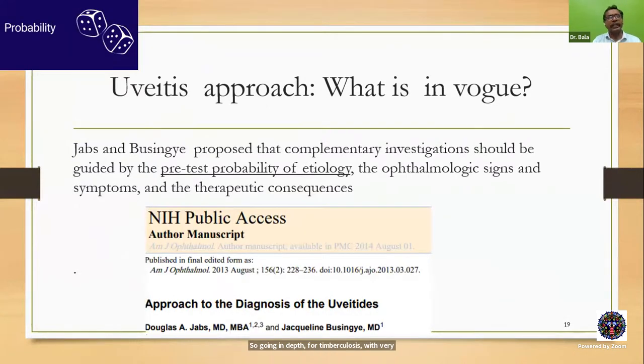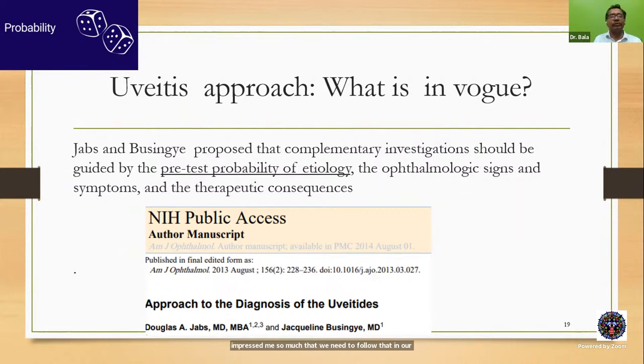So I would like to highlight this important terminology from this article from Doug Jabs, who proposed that whenever we do any complementary investigation, it needs to be guided by the pre-test probability of the etiology, the ophthalmic signs, the symptoms, and the therapeutic consequences. All these wordings of this article really impressed me so much that we need to follow that in our practice.